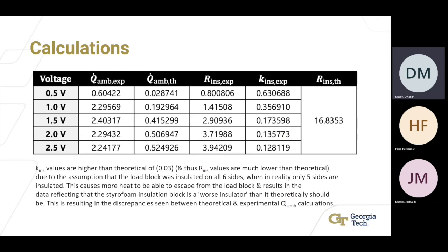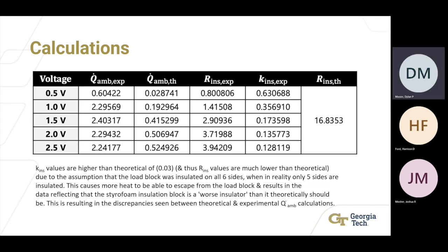Next, we compared experimental calculations for R insulation, K insulation, and Q dot ambient, the heat transfer rate to the surrounding air. These results showed that K insulation values are higher than the theoretical value of 0.03, and thus our R insulation values are much lower than theoretical.